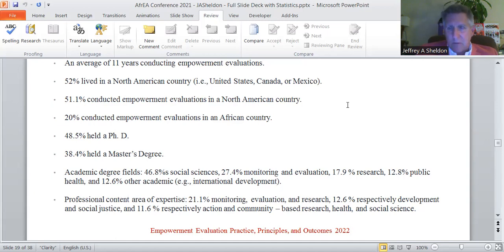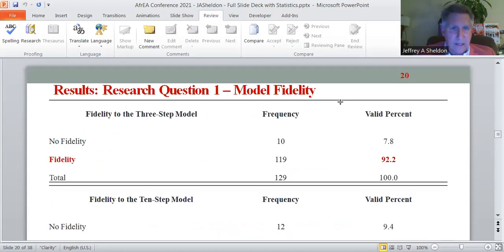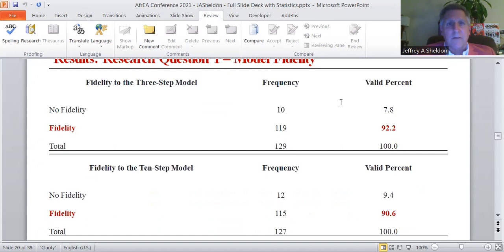Then there's a split evenly between development and social justice. Let's see, respectively, action and community-based research, health, and social sciences. So it's kind of a split, but it's not surprising that a lot of people are doing monitoring, evaluation, and research. Okay, so model fidelity.